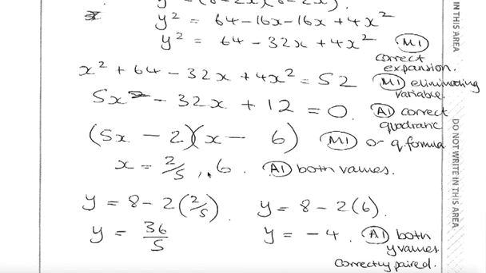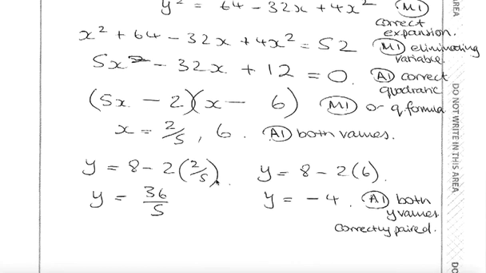Factorise that, either go straight ahead or get the answers and work backwards, or use the quadratic formula. It really doesn't matter as long as it's clear that you have done something to solve it. We'll get x is 2/5 and 6. Substitute back into y is 8 minus 2x. Get those answers.